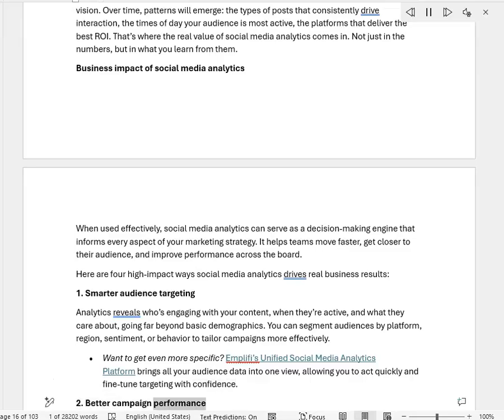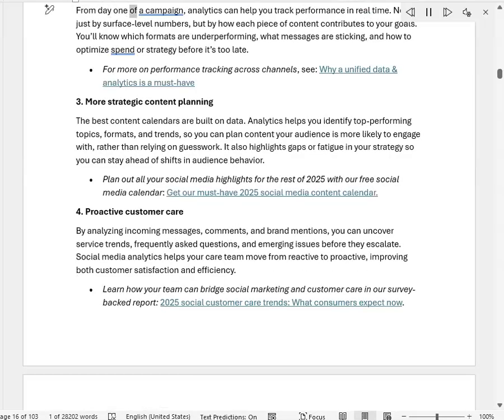2. Better campaign performance. From day one of a campaign, analytics can help you track performance in real time. Not just by surface-level numbers, but by how each piece of content contributes to your goals. You'll know which formats are underperforming, what messages are sticking, and how to optimize spend or strategy before it's too late. For more on performance tracking across channels, see why unified data and analytics is a must-have.